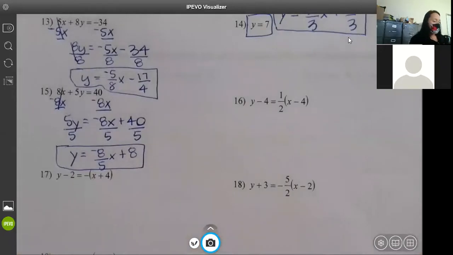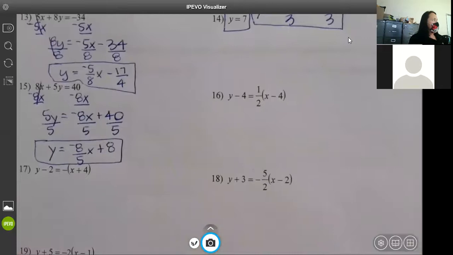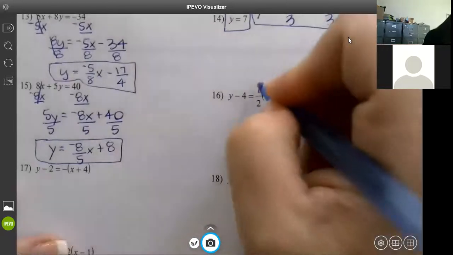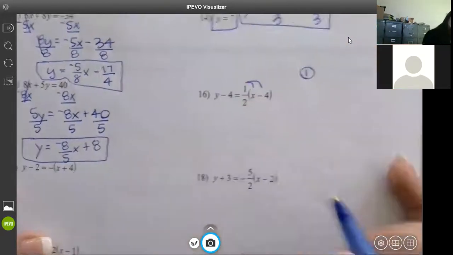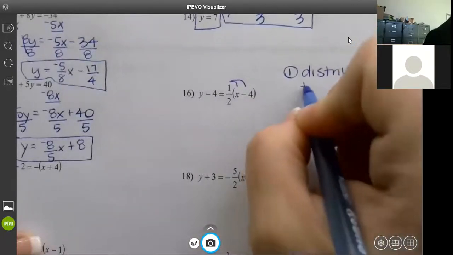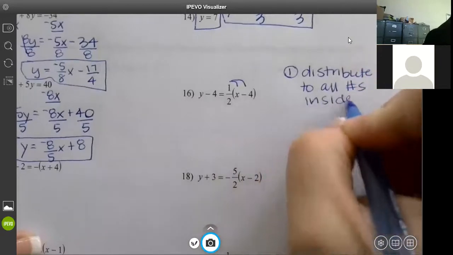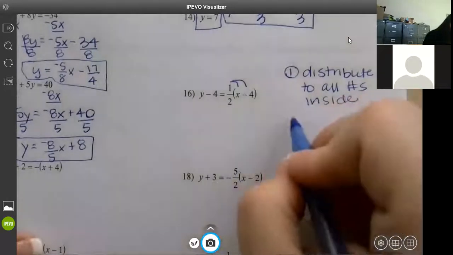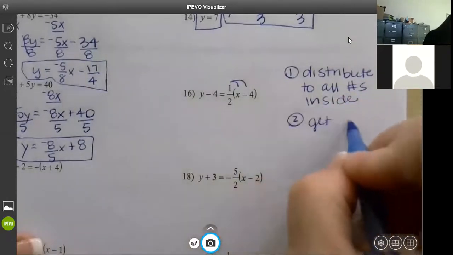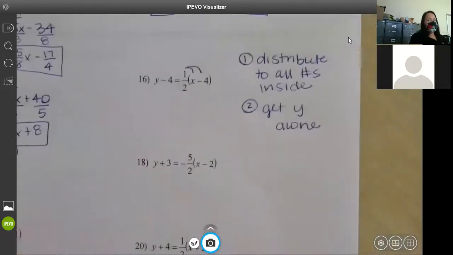All right, so 16 through 20 are really, really easy. Okay, you just got to remember how to do it. So what's different about them? What makes them look different? What else? Parentheses, right? So remember, we're going to distribute. So our first step is to distribute to all the numbers inside. And then our second step is to get y alone, and it'll be an add or subtract, okay?